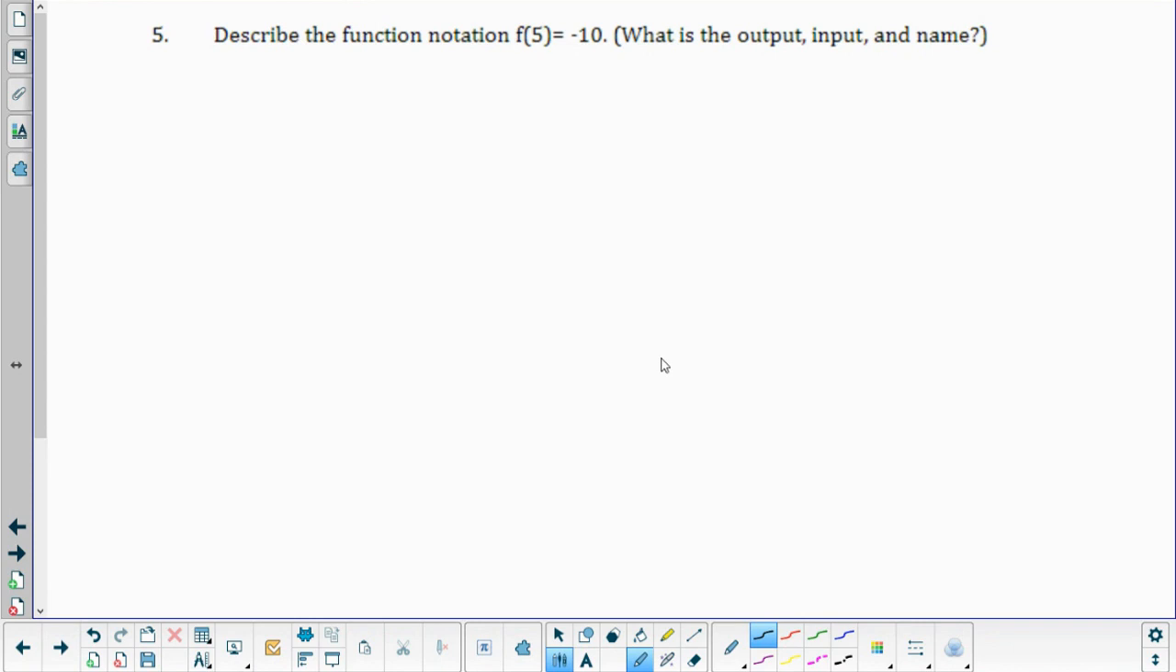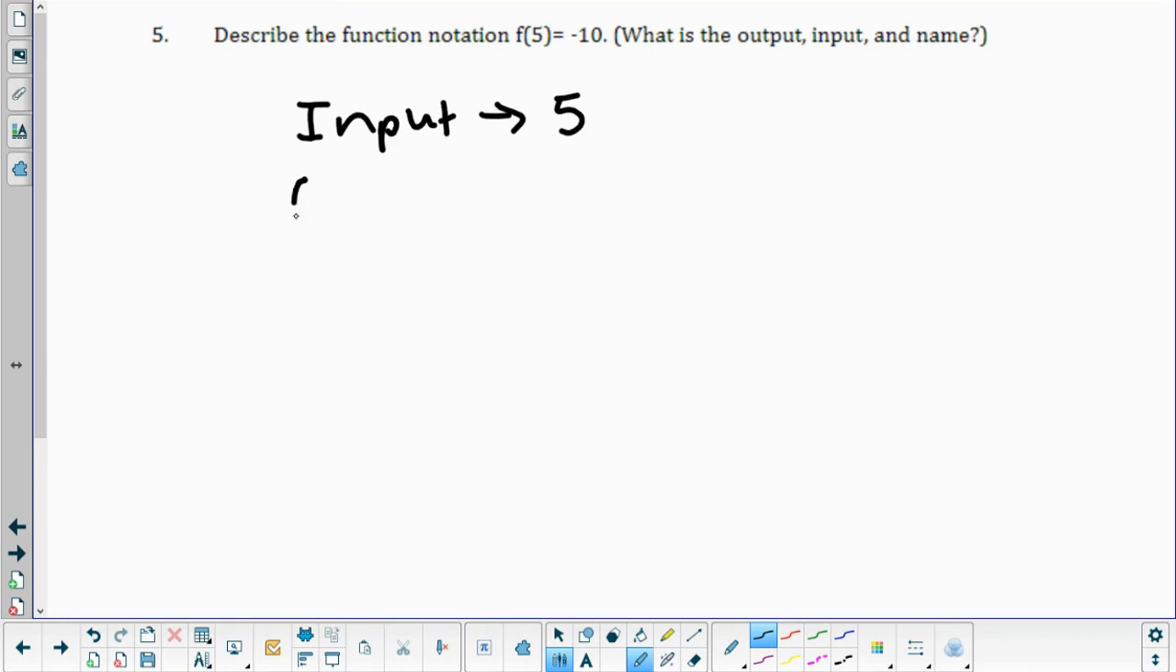All right, describe the function notation of f of 5 equals negative 10. What is the output? What is the input? And what is the name? So this one, the input is easier to start with. That would be our x value. So input, and this one would be 5 in this problem. That's what we're putting into our function.